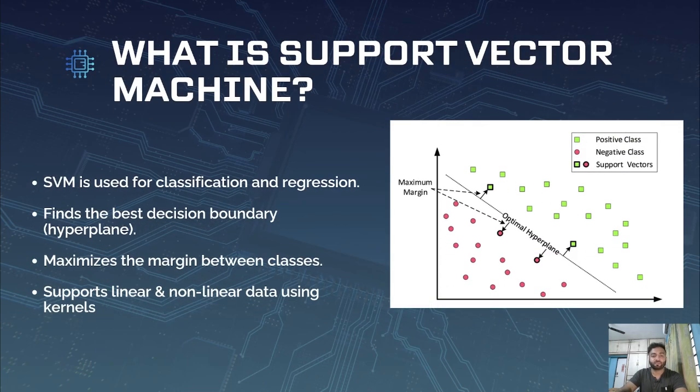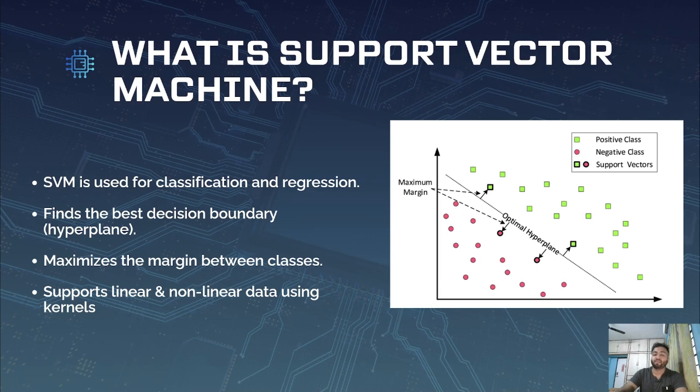What exactly are support vector machines? SVM is a supervised machine learning algorithm that is used for classification and regression tasks, but its most popular application is in classification. At the core, SVM tries to find the best decision boundary, also called a hyperplane, that separates different classes of data points. Think of this boundary as a line or surface that divides the two categories, such as spam versus non-spam emails or disease versus healthy individuals in medical datasets.